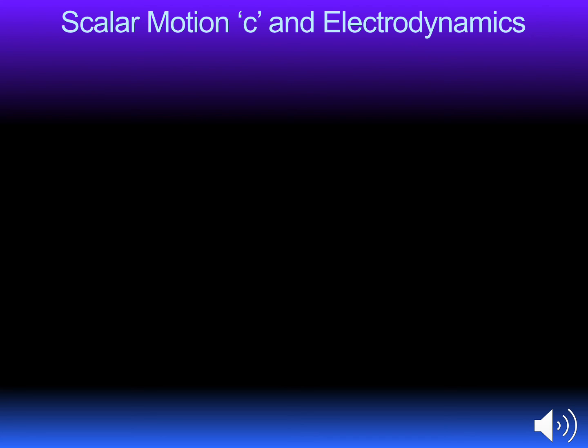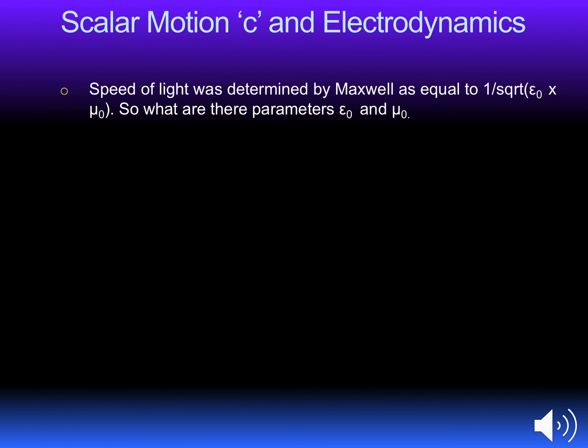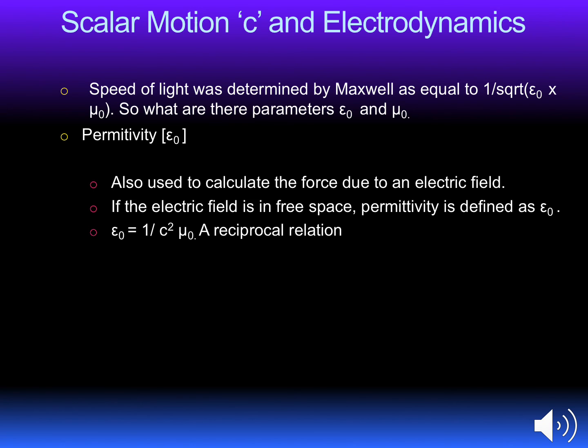We started off with electrodynamics when we started this video, and I am wrapping around and coming back to touch base here, and you'll see why. So far we've discussed the speed of light as the ratio of space to time, and specifically the reciprocal or inverse relationship of space to time. The speed of light was determined by Maxwell as equal to 1 over the square root of the permittivity times the permeability. So what are these parameters, epsilon 0 and mu 0?